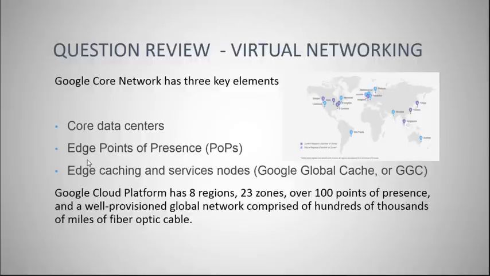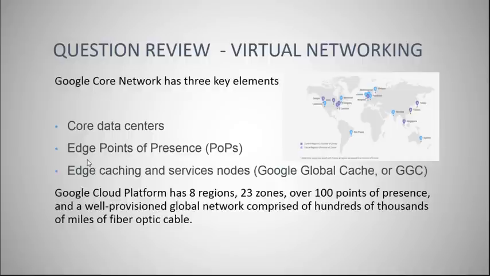So the first area that I'd like to cover would be around Google's network. Now, Google's core network, they have 3 key elements to that. The first element is the core data centers. This is where the cloud equipment is, the hardware, the software, the folks managing the cloud platform. That's the core data center. Then you have edge points of presence. These are basically areas connected to major cities, essentially, to connect directly to the internet.